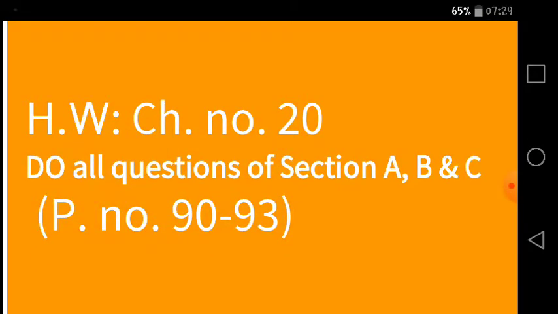Now we are focusing on the homework. This is from chapter number 20. Dear students, you have to do all the questions of sections A, B and C which are present on pages 90 to 93 of your workbook. Please do all these questions and then send them to your respective groups.